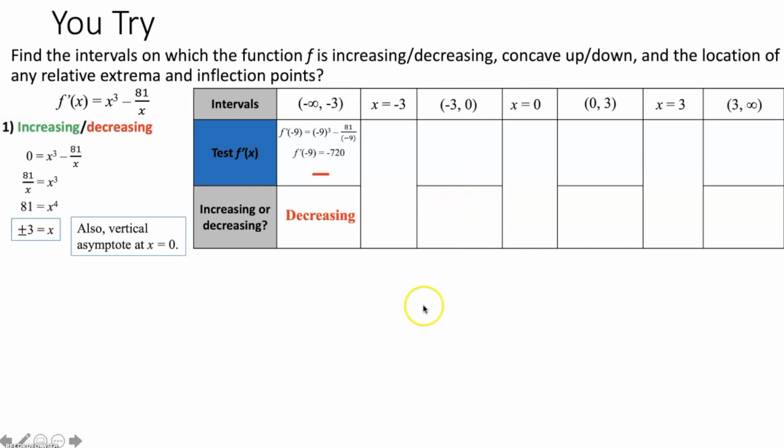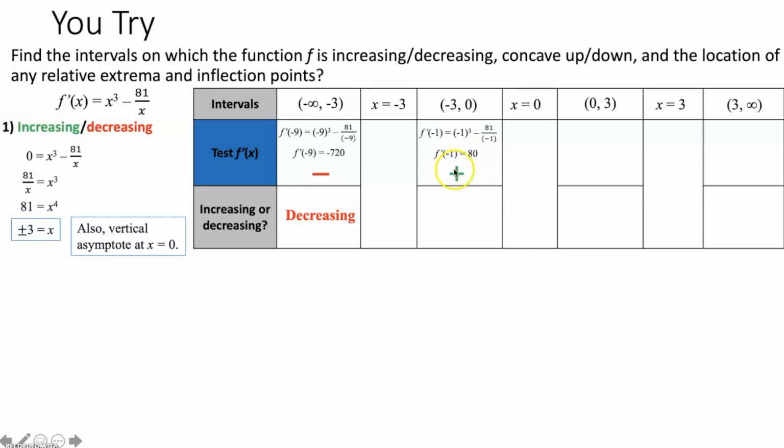If it goes from decreasing to increasing, it's going to have a relative min. But if it goes from decreasing to decreasing, it has neither a relative max nor a relative min. So we pick a test x value on this given interval. How about negative 1? I plug that into the first derivative over here and I simplify. I end up getting positive 80. Again, we don't care about the 80. We care that it's positive.